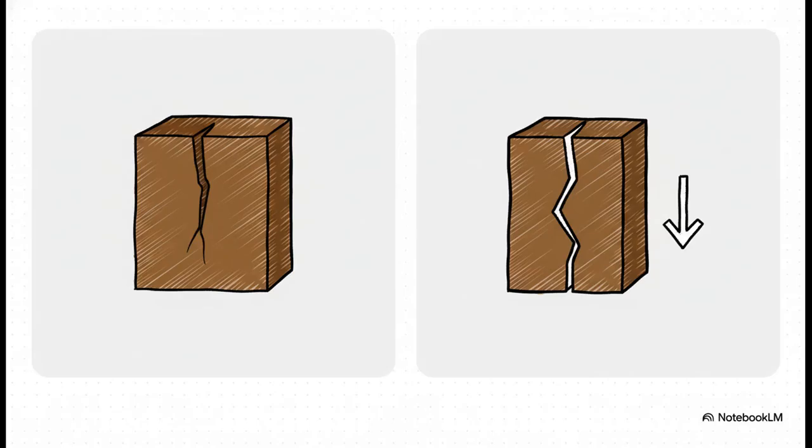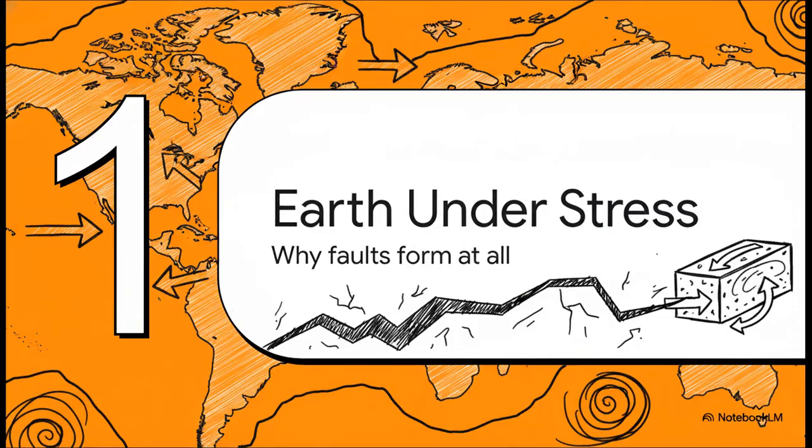And this brings up a really important point. A simple crack in a rock, where nothing has shifted, geologists just call that a joint. But the second you get movement along that crack, boom, it becomes a fault. So the one thing to remember is this. A fault isn't just a crack. It's a crack that moved. That's the whole game.